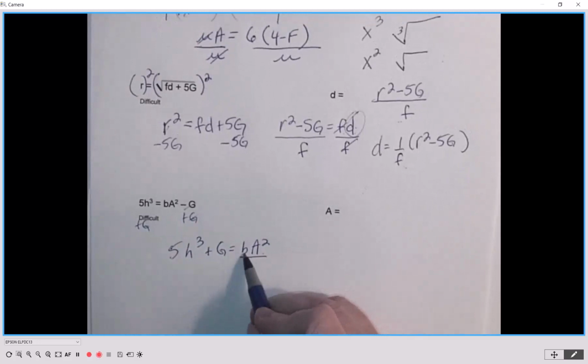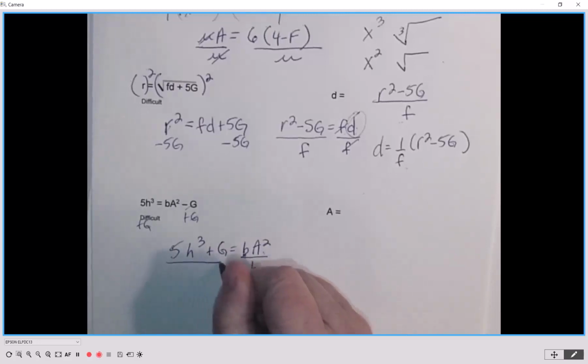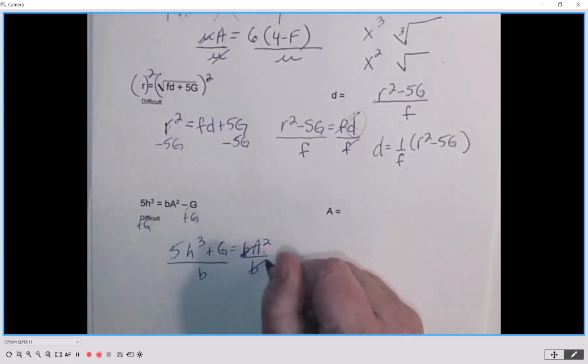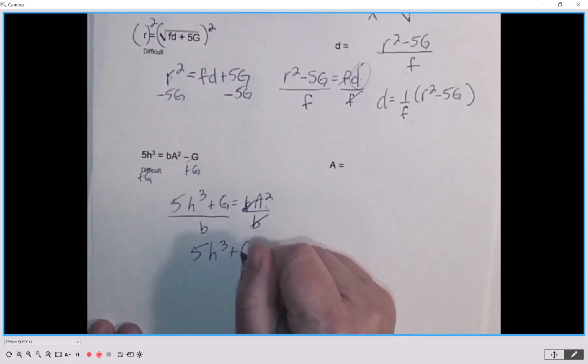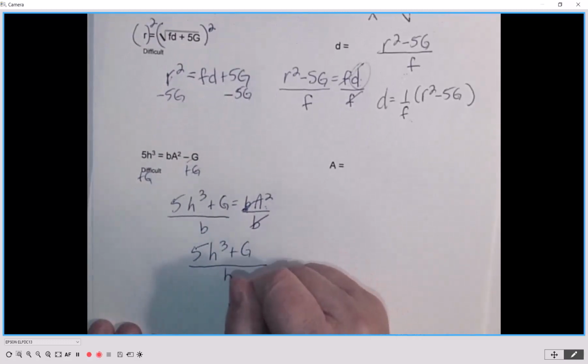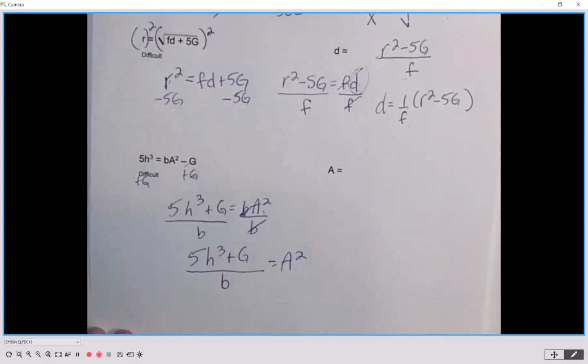All right, I have this b times a squared. So let me isolate the a right now. So I'm going to divide both sides by the letter b. And when I do that, I have 5h cubed plus g over the small letter b is equal to a squared. Now I just want a. I don't want a squared.